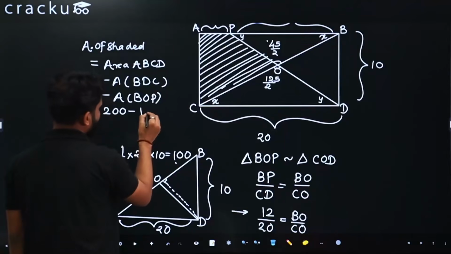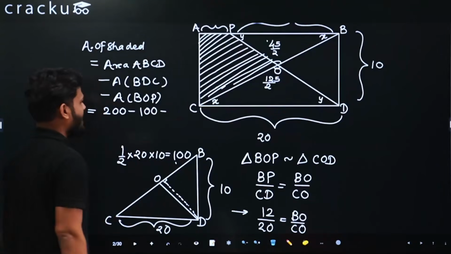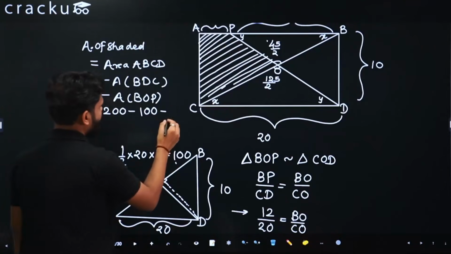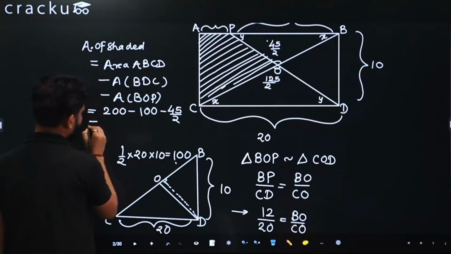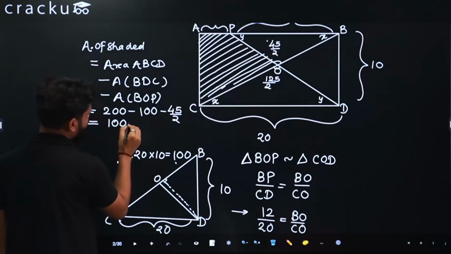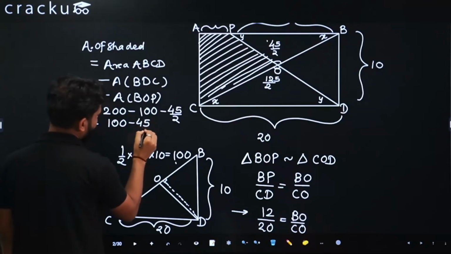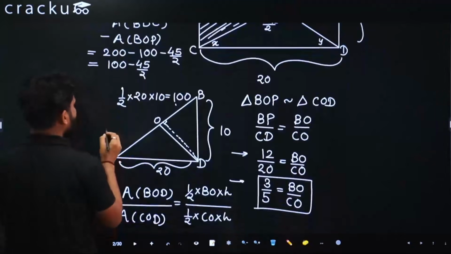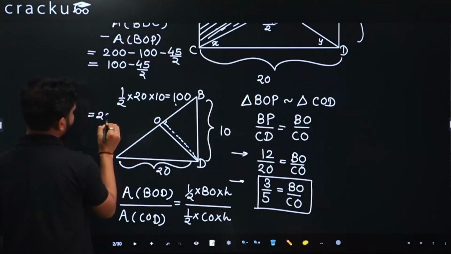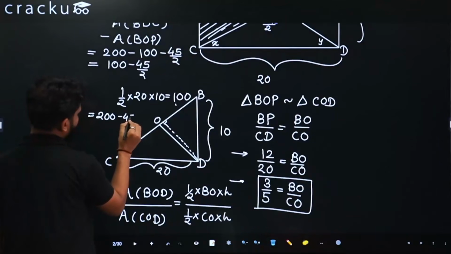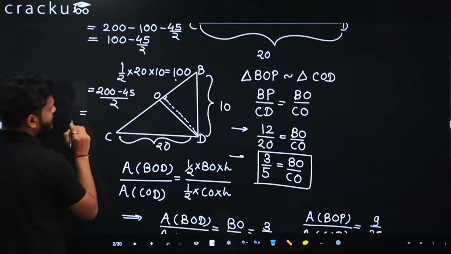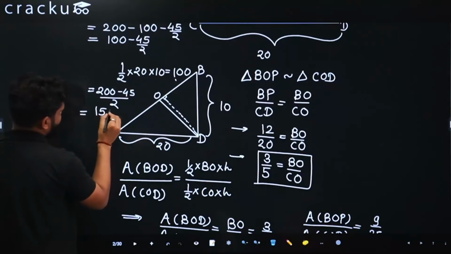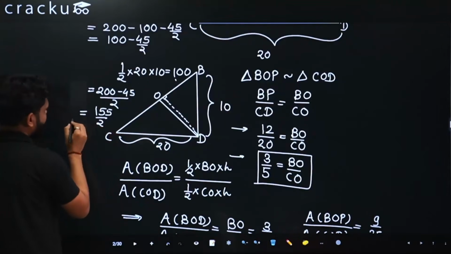It is 100, minus area of triangle BOP is what? It is 45 by 2. So from here it is 100 minus 45 by 2, or this is what? This is nothing but 200 minus 45 by 2, or the area will be what? 200 minus 45 is 155 by 2, and this is given as what?